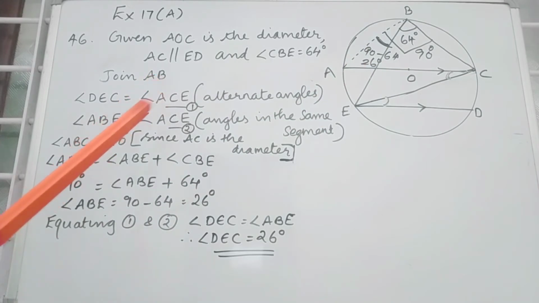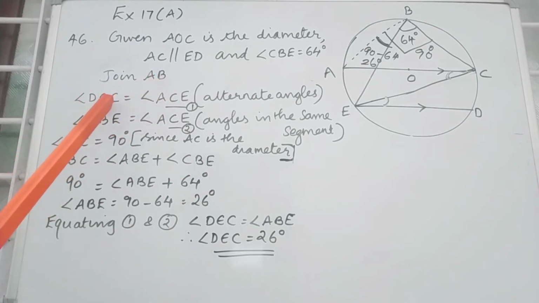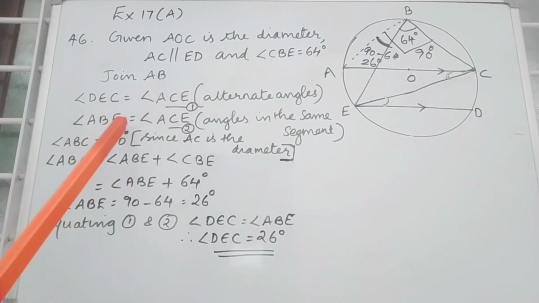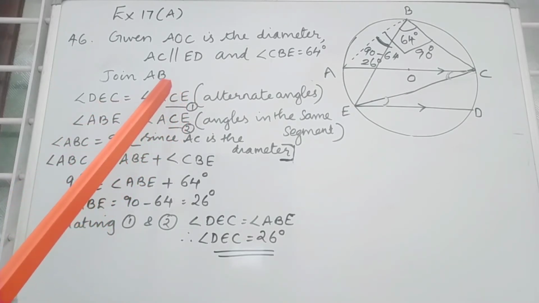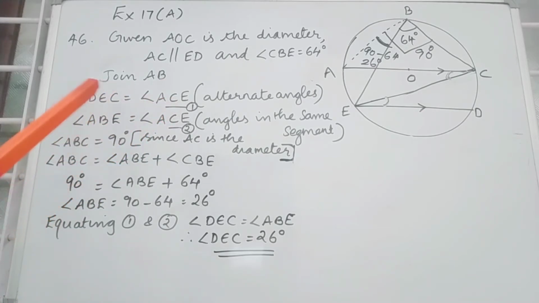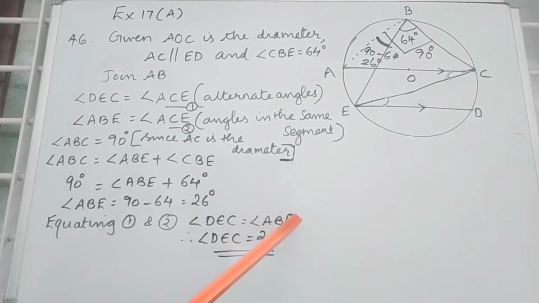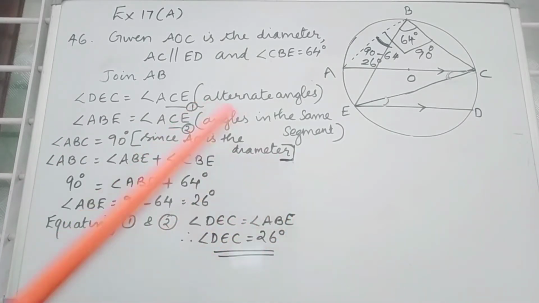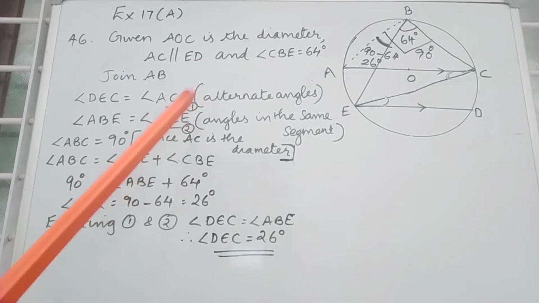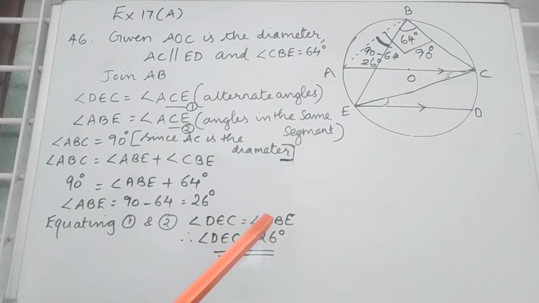Then what did we already prove? DEC is equal to angle ACE and ABE is also equal to ACE. From equating equation 1 and equation 2 we get angle DEC is equal to angle ABE. Now we got the value of ABE as 26 degrees. So we can directly write angle DEC is equal to 26 degrees, which is what we wanted to find out.